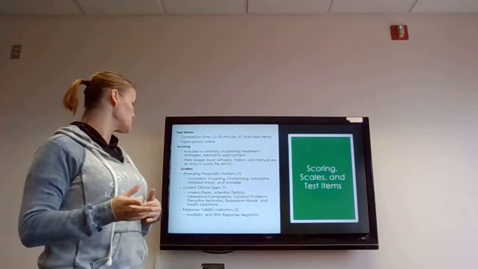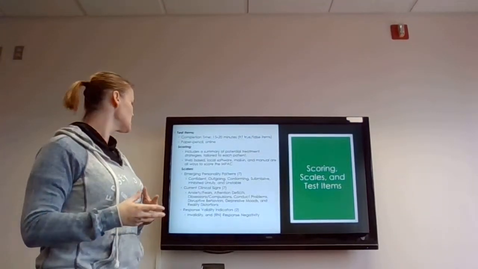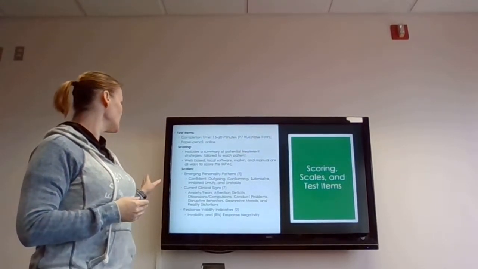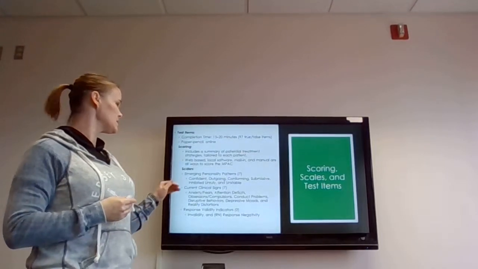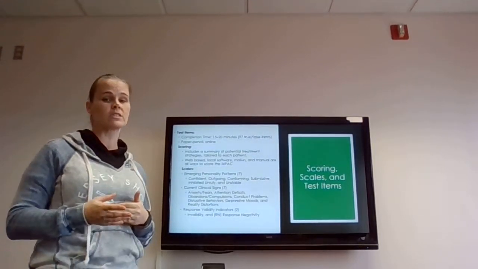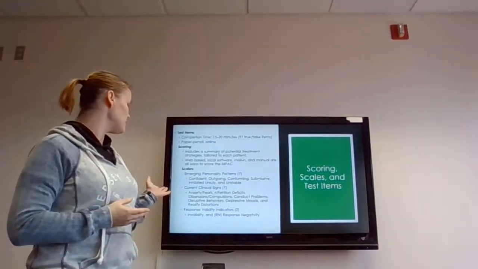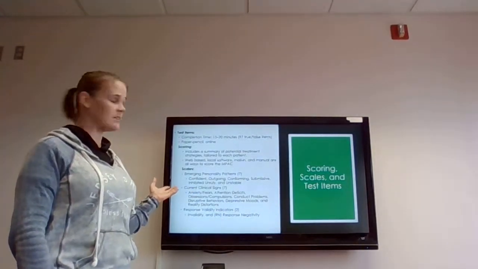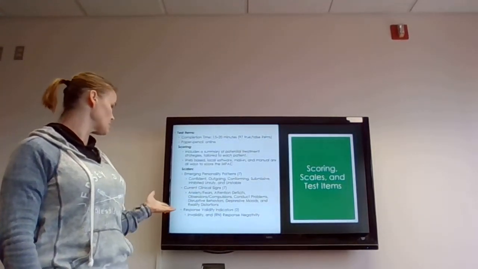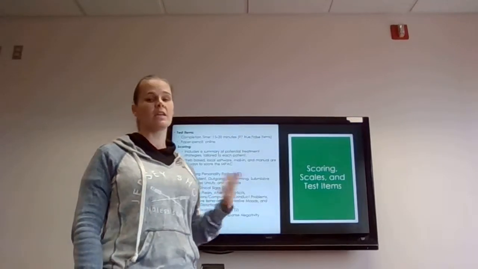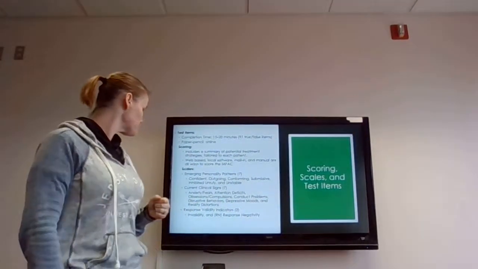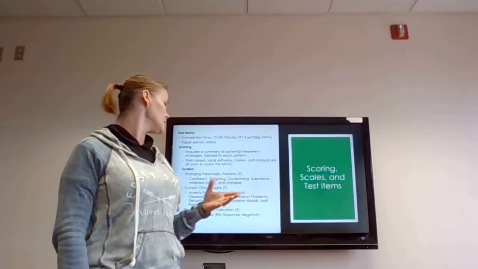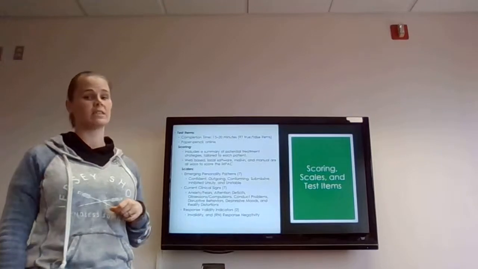The 7 emerging personality patterns that it identifies are confident, outgoing, conforming, submissive, inhibited, unruly, and unstable. And the 7 clinical signs would be anxiety, fears, attention deficits like with ADHD, obsessive compulsive, conduct problems, disruptive behaviors, depressive mood, and again, we have the reality distortion. It has 2 response validity indicators, which would be invalid or RN, which is response negativity.